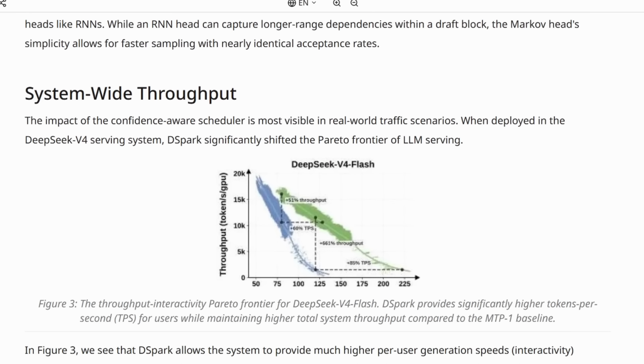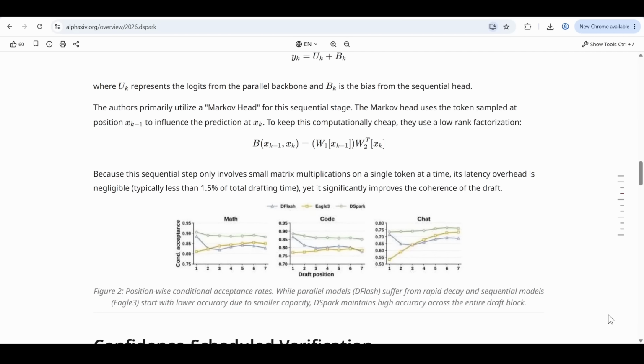Blue is the old system. Green is DSpark. Green sits higher and to the right almost everywhere, which in serving graphs means more speed per user and more users handled at the same time. Now, not all tasks benefit equally. Here's a quick breakdown of where DSpark shines most.